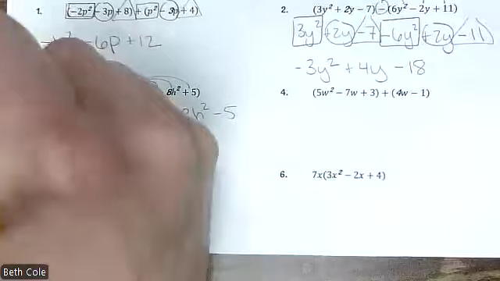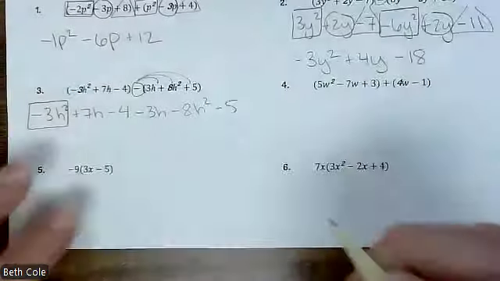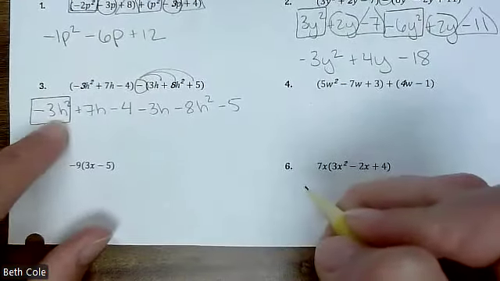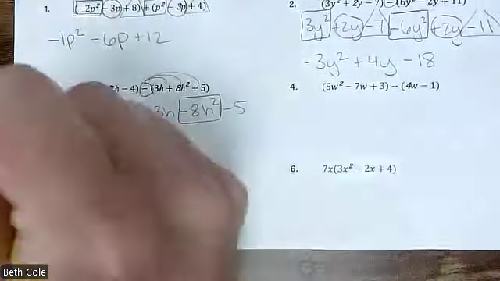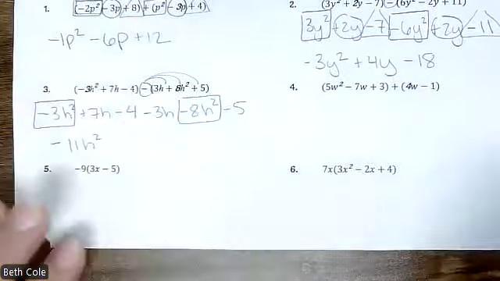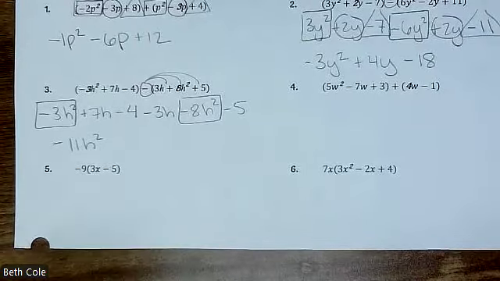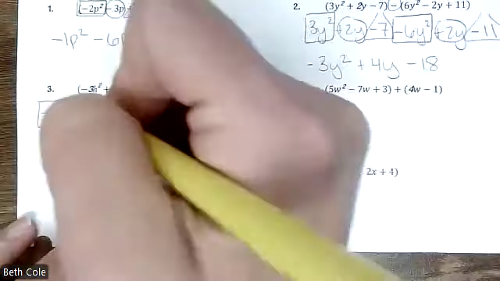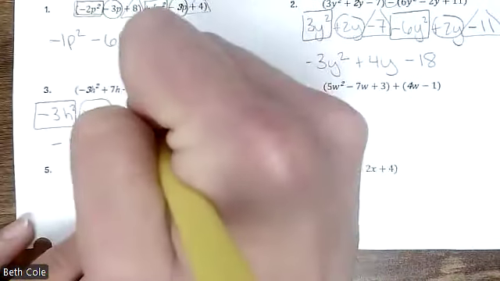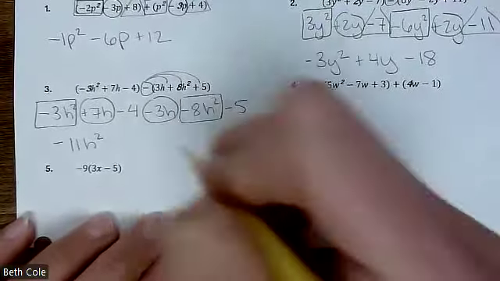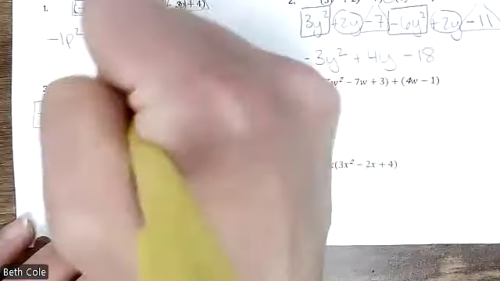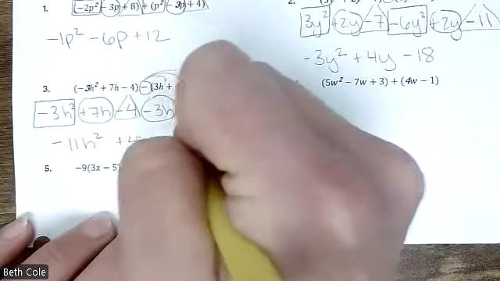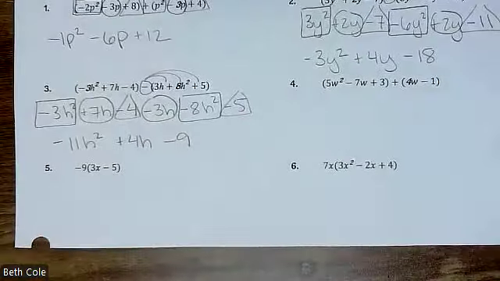And then we're going to put the like terms together. So what goes with the -3h squared? -8h squared. Together, that would be perfect. -11h squared. It is. You just got to listen to me. All right. 7h combines with -3h. That would be 4h. Good. And -4 and -5 is -9.